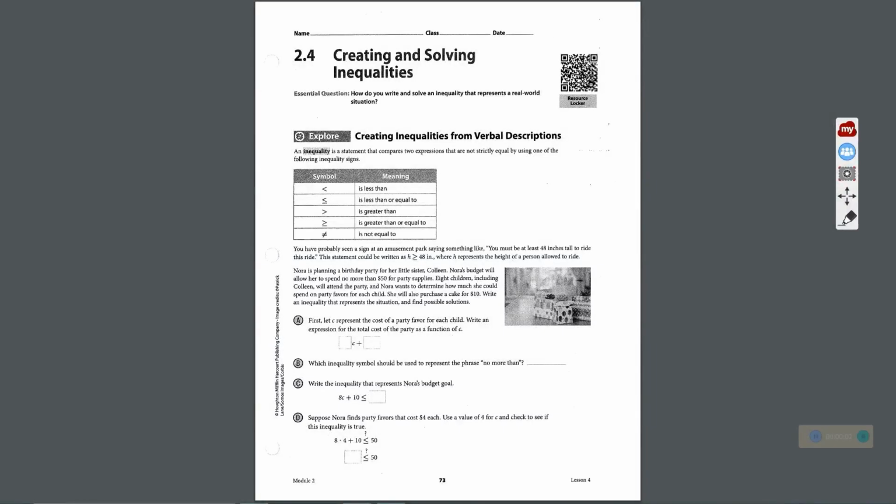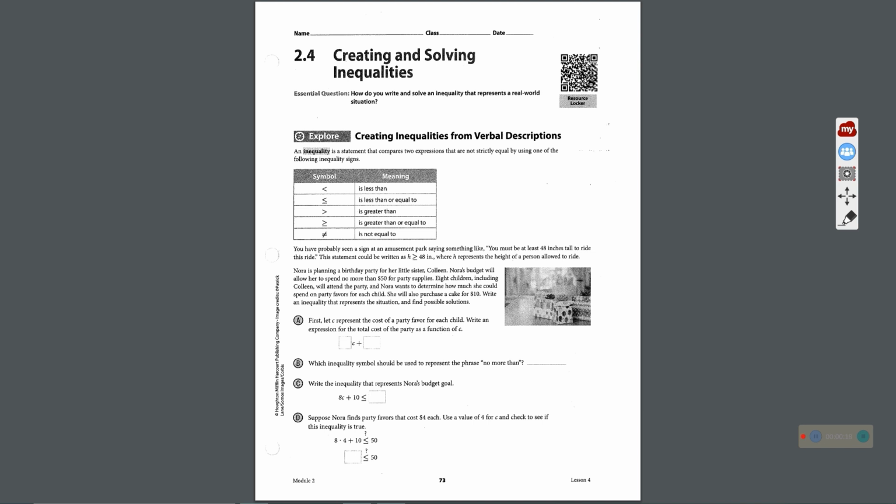Welcome to your IM1 summer crash course. We're going to go over some things that you would skip if you were to go straight to IM2 and skip IM1. So this is a textbook that is used for IM1, and it's broken into modules and lessons.